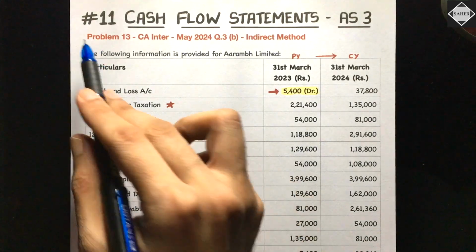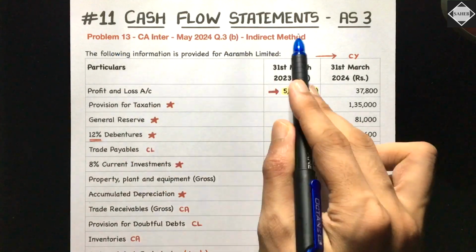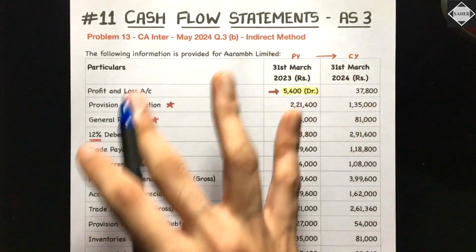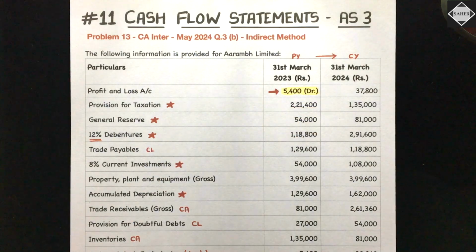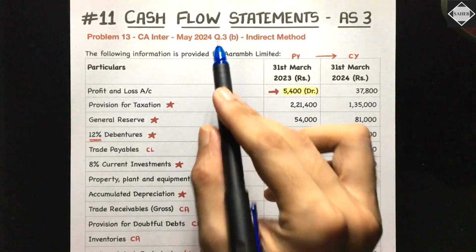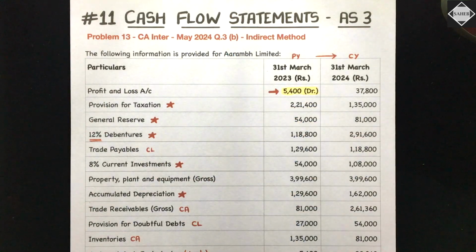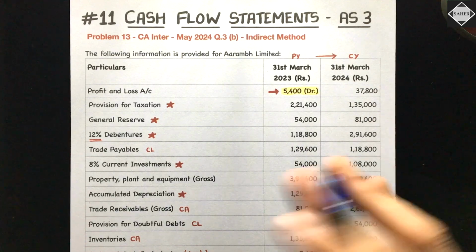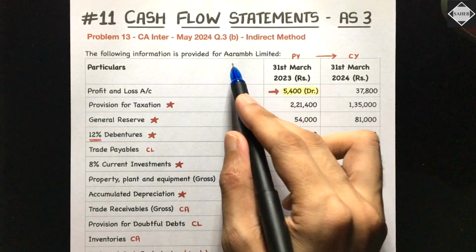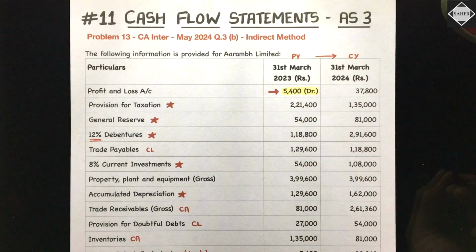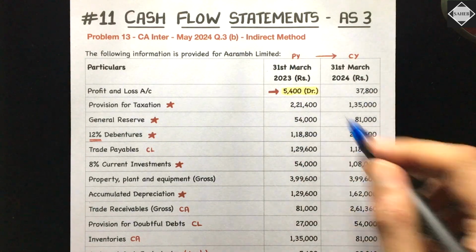Today in this 11th video of cash flow statement chapter, we are going to solve this question, which is actually from May 2024 paper of CA Intermediate, question 3B, which was asked for 7 marks, and it's a simple and easy question. The name of the question is, as you can see, Aarambh Limited. So let's just read this question and analyze what we have to do over here.